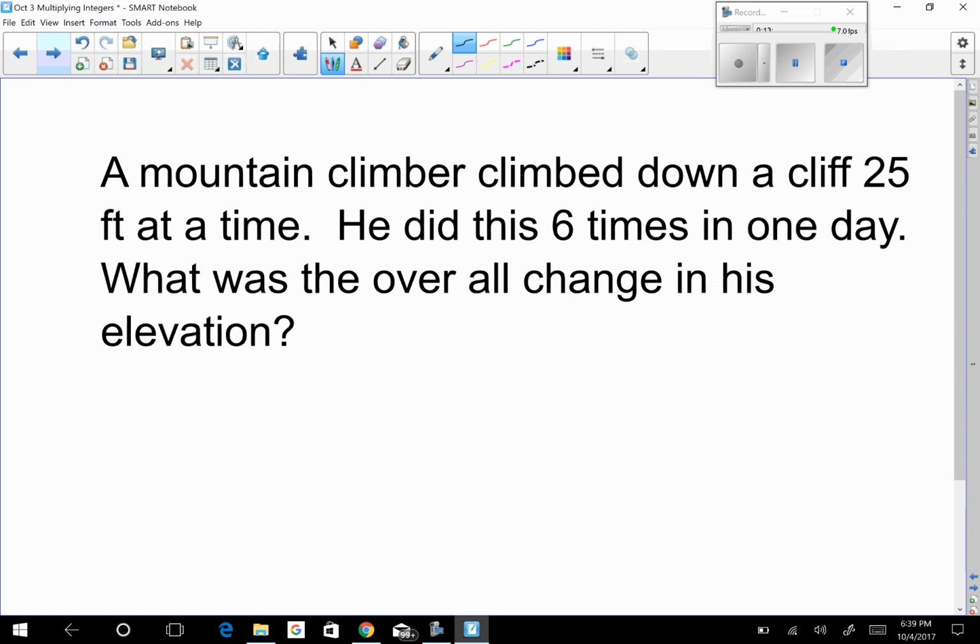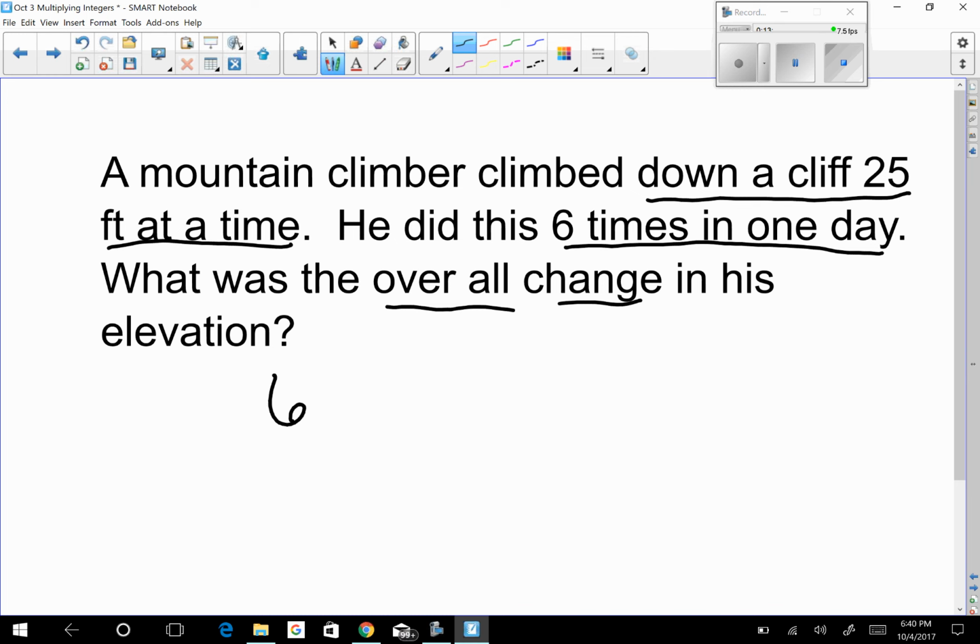And then finally, one word problem to close this out. A mountain climber climbed down a cliff 25 feet at a time. He did this 6 times in one day. What was the overall change in his elevation? So we have to think about this. How many times did he do this certain thing? He did it 6 times. So 6. That's our number of groups. Each time that he performed the action, what happened? He went down 25 feet at a time. So going down a mountain, that's negative, and it was 25 feet each time.